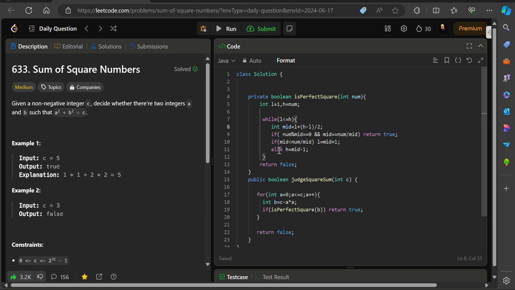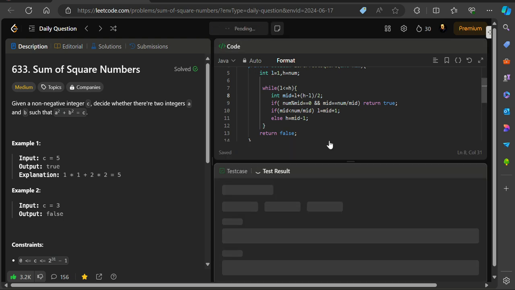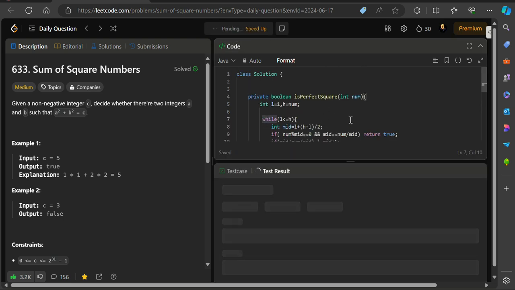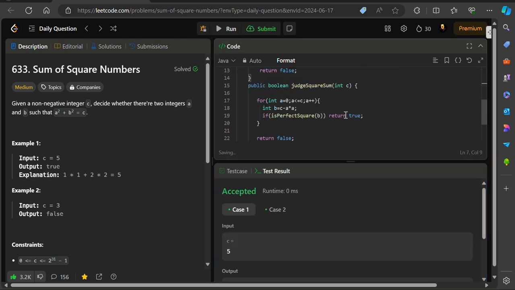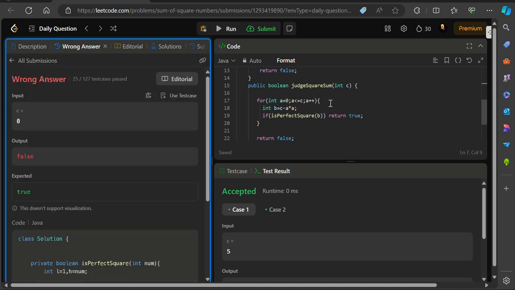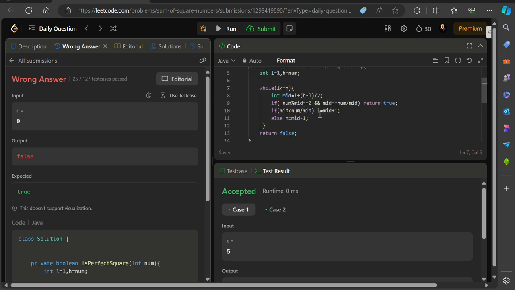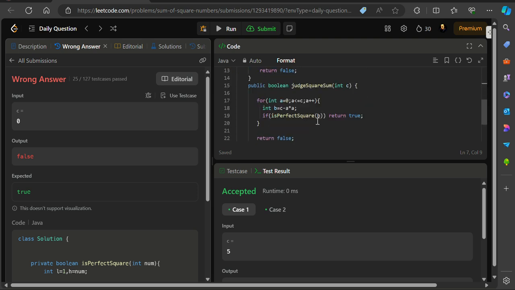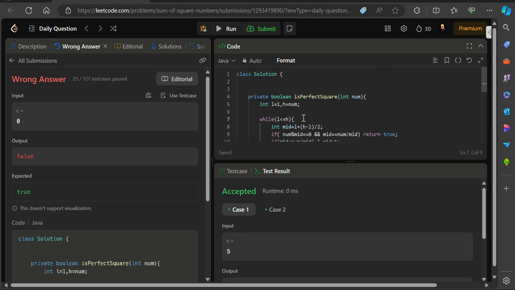Now let's run this. I think I am done. Yeah, I am done. Let's submit this. We got a wrong answer. Why is that so? Because if C is 0, then A to 0 is possible, and B will be 0. Now 0 cannot be a perfect square because L is starting from 1.